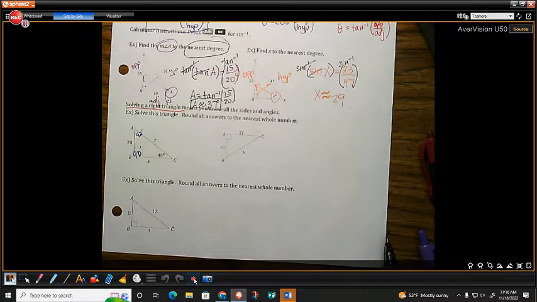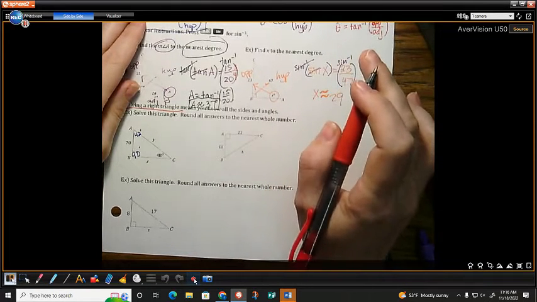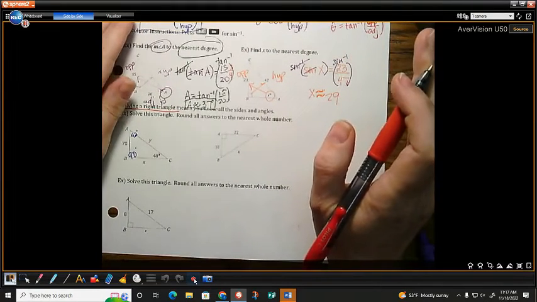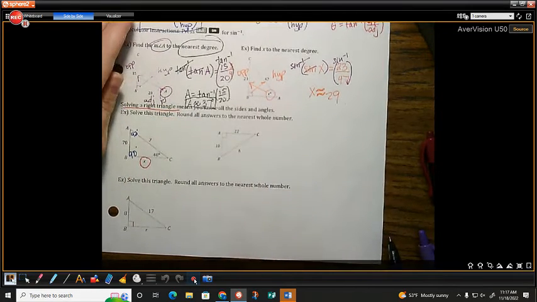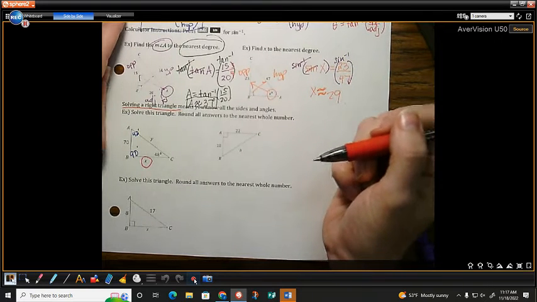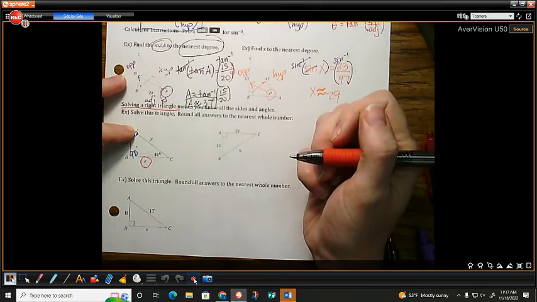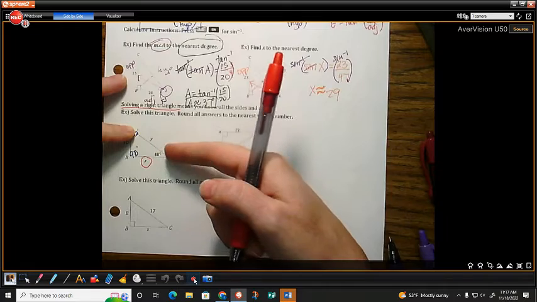Now, here's the fun part. Now you have choices. Which side do you want to find, X or Y? I heard X first, so we're going with X. If I'm going to do X, what's one of the trig functions I can set up to find X? Which angle should I use? Do I have to use the 42? Could I use the 48? Yeah, you get to pick.